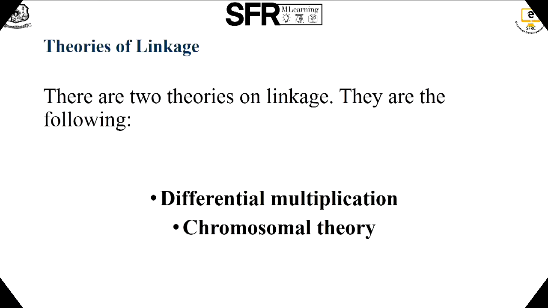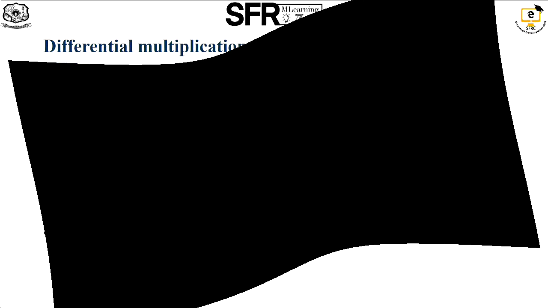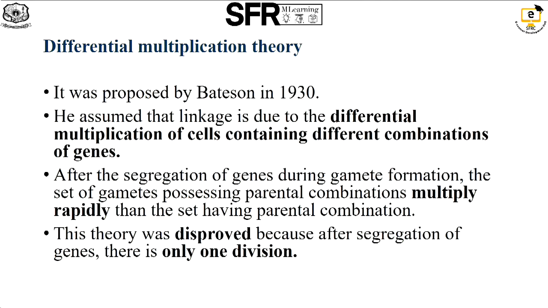So next we are going to see about the theories of linkage. There are two types of theory, one is the differential multiplication theory, and the other one is the chromosomal theory. First we are going to see the differential multiplication theory. It was proposed by Bateson in 1930. He assumed that the differential multiplication of cells containing different combinations of genes is responsible for linkage. But this theory was disproved because after segregation of gametes there is only one division.